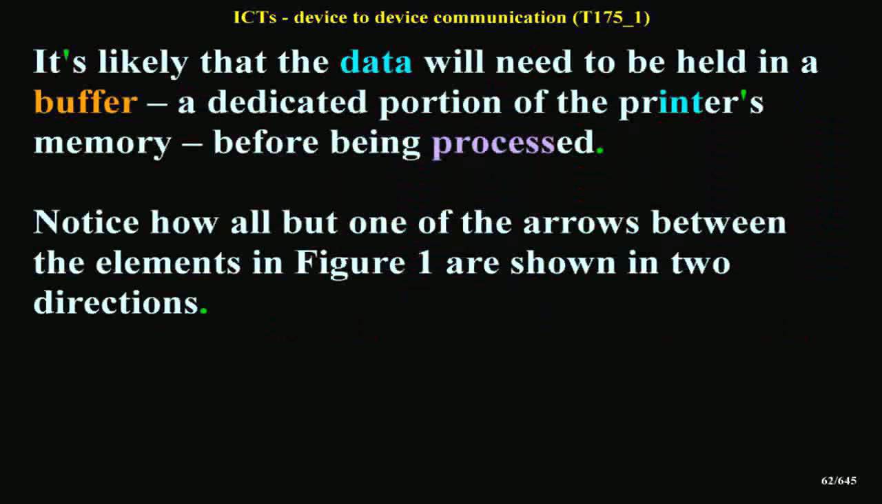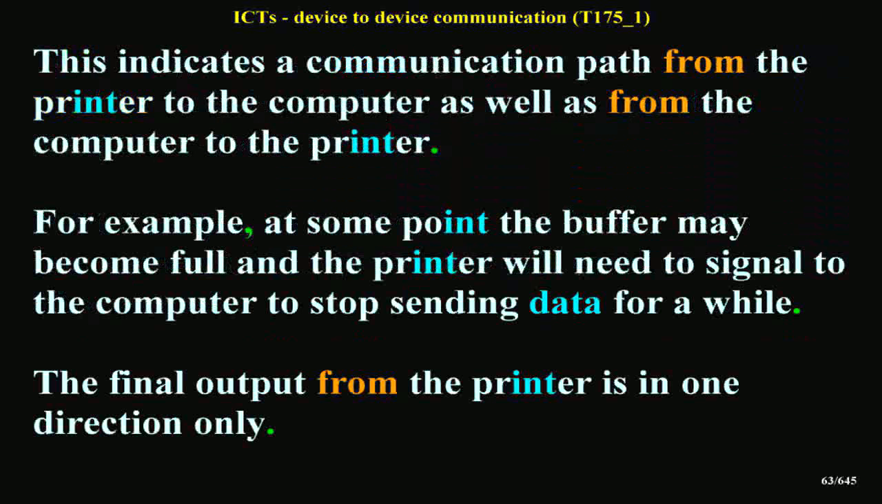Notice how all but one of the arrows between the elements in Figure 1 are shown in two directions. This indicates a communication path from the printer to the computer as well as from the computer to the printer. For example, at some point the buffer may become full and the printer will need to signal to the computer to stop sending data for a while. The final output from the printer is in one direction only.